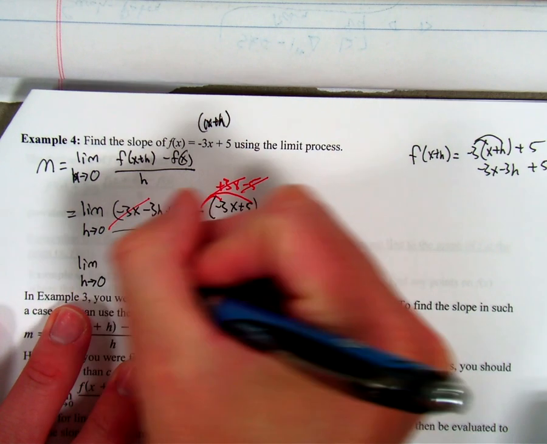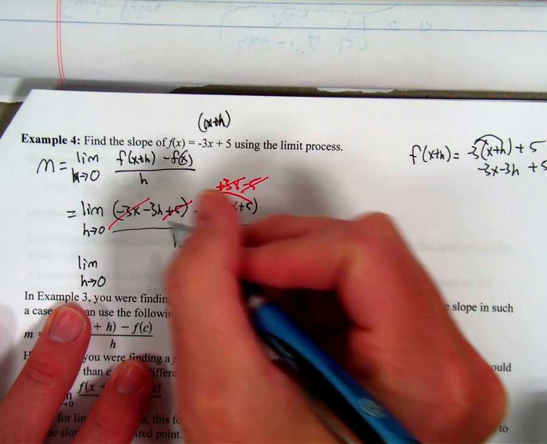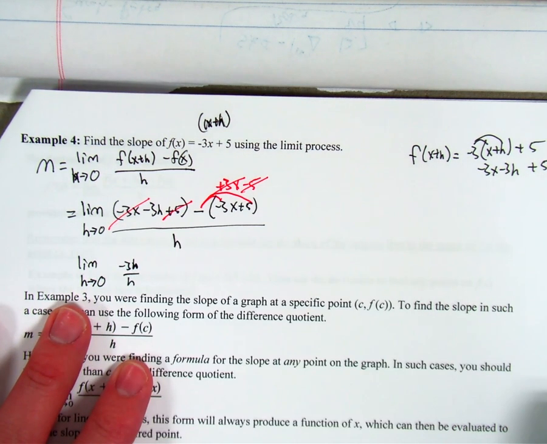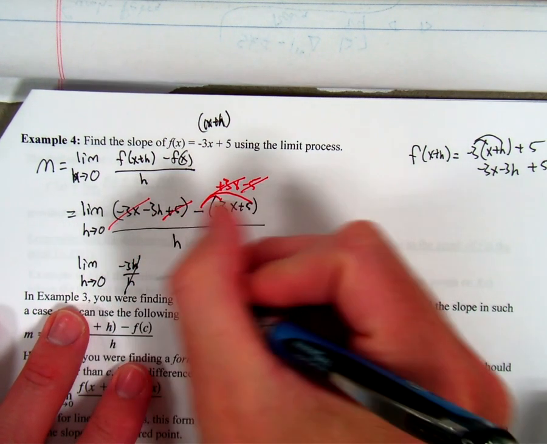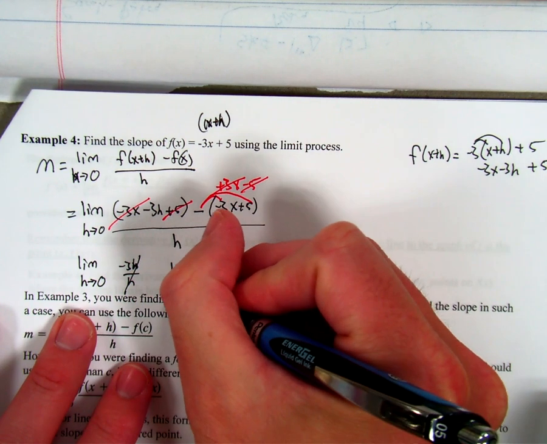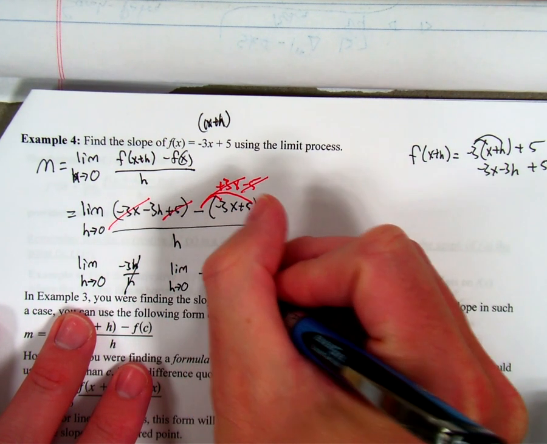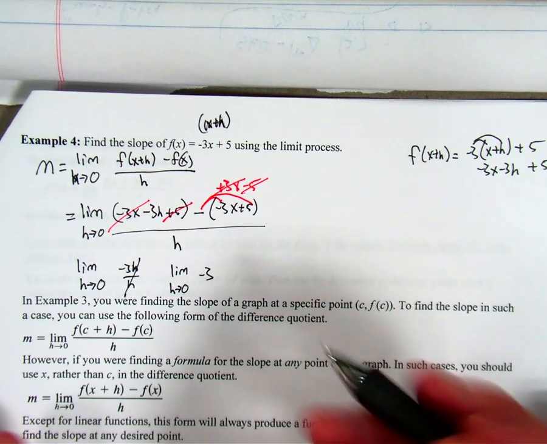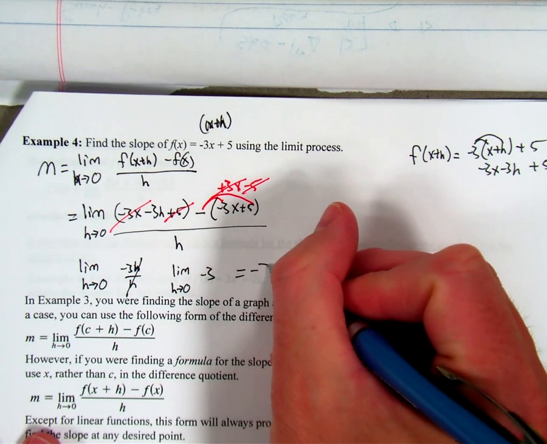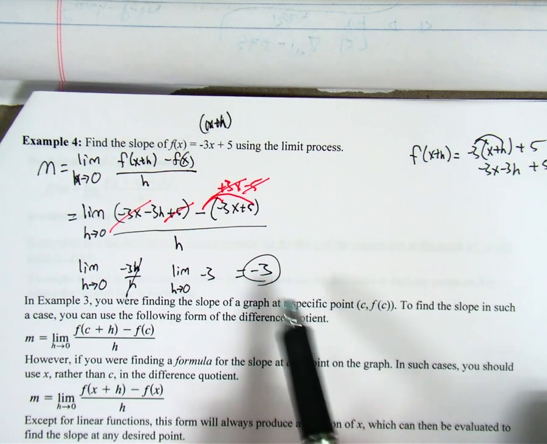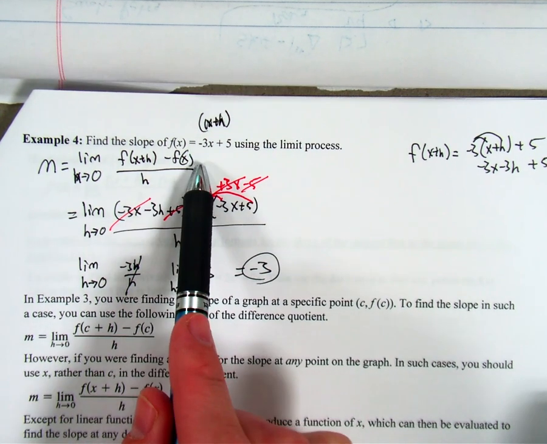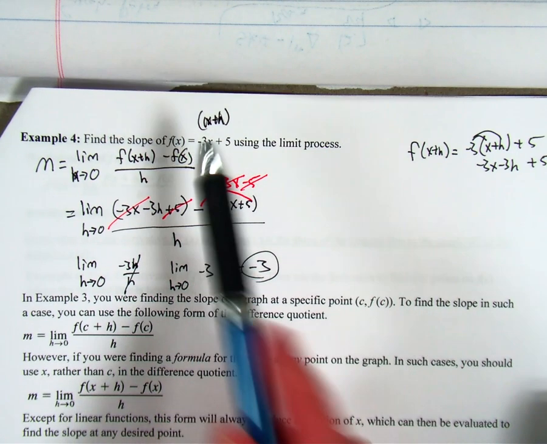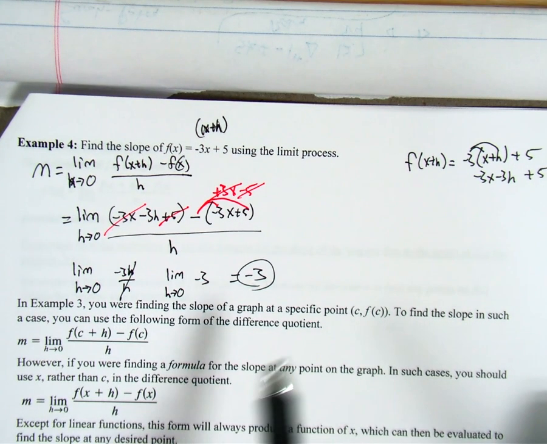Limit as h goes to 0 of, we have negative 3h over h. Our h's cancel. And we're left with the limit as h goes to 0 of negative 3. There is no h left. So that h doesn't affect it at all. Our answer is just negative 3. Which we knew would be the slope because it's a line. And it's negative 3x. We know the slope is negative 3. Okay?